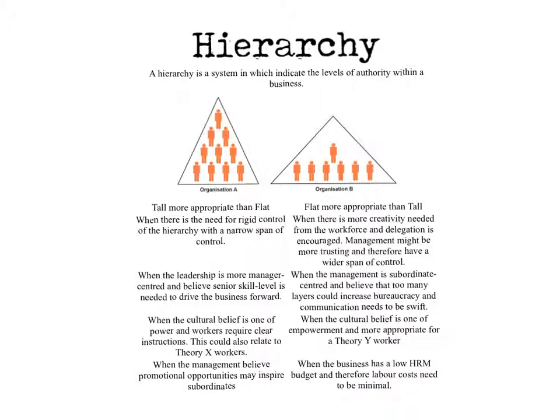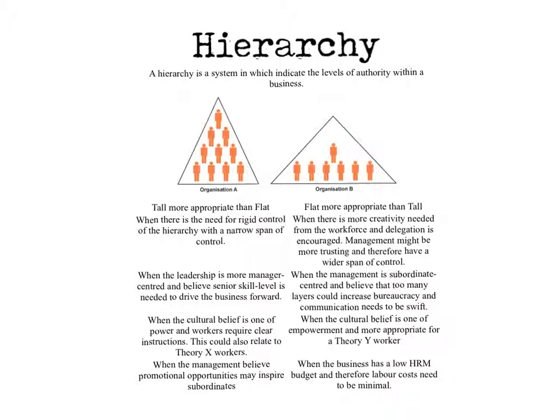I've just created a couple of scenarios where you maybe prefer a tall to a flat, or a flat to a tall. The first one I've put is a tall might be more appropriate than a flat when there's need for rigid control of the hierarchy, again with a narrow span of control, or when the leadership is more manager-centred and believes senior skill level is needed to drive the business forward. So, for example, if it's an autocratic leader, maybe a paternalistic leader, or if you think about Taylor and Smith and they're much more management-centred, then they might prefer a taller hierarchy, perhaps.